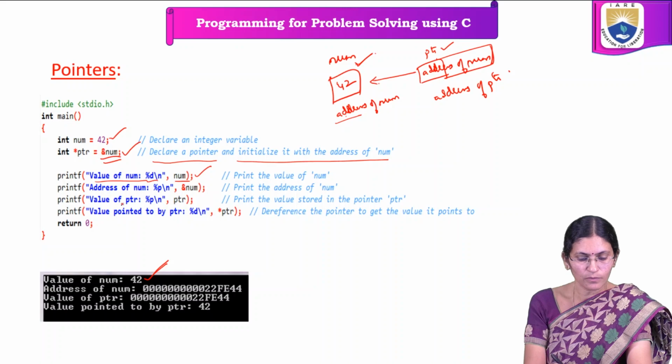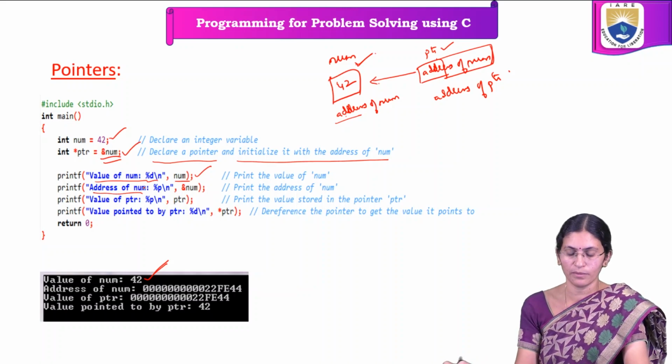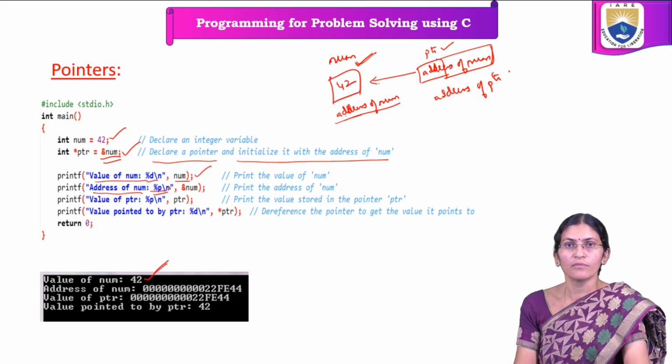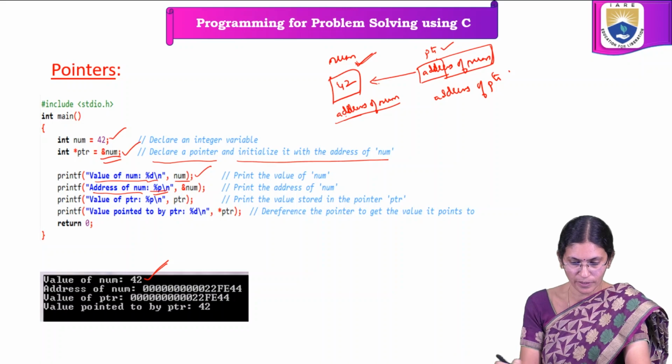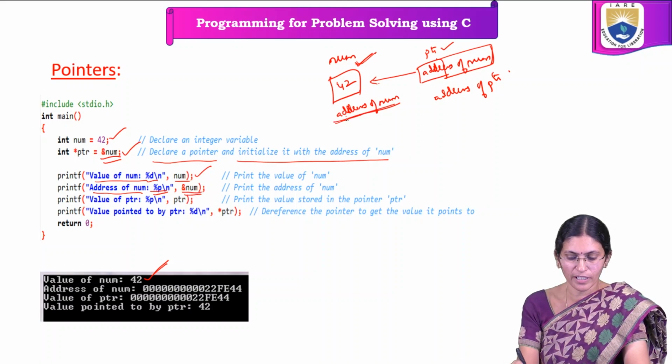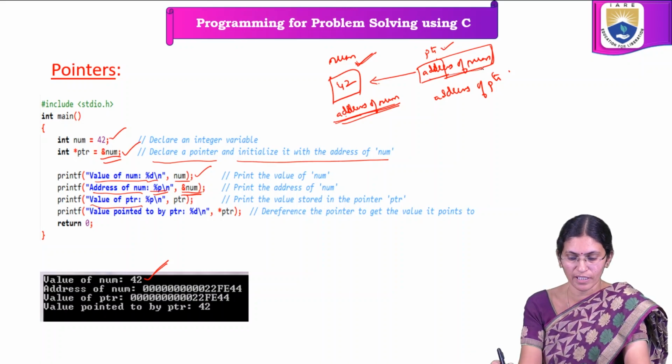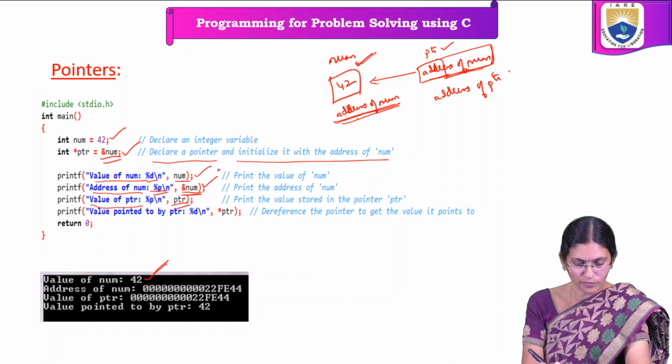Now in the second line, we are printing the address of num. In order to print the address of num, we are using a format specifier. Format specifier used here is %p. So corresponding address can be obtained by &num. Now in the next line, we are printing the value of ptr. ptr is a variable which holds the address. So value of ptr will be nothing but the address of the num variable. So address of num and ptr will be the same, as you can see in these 2 lines.